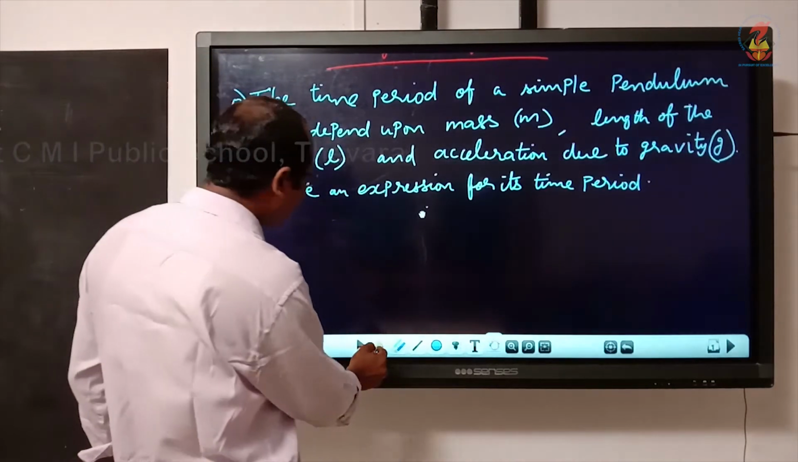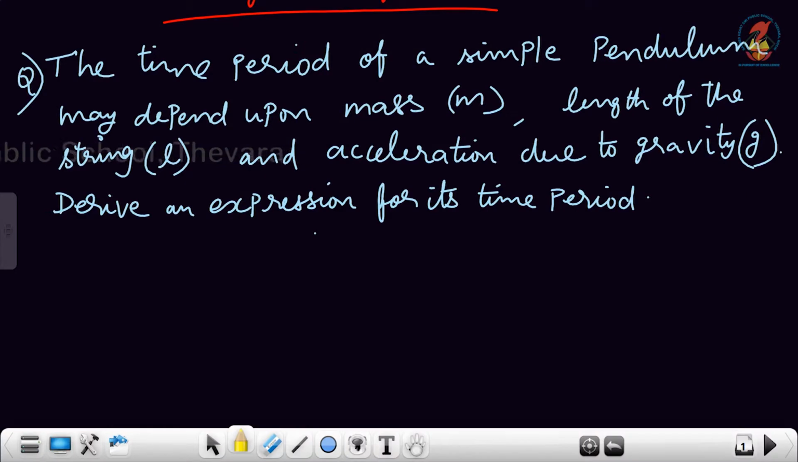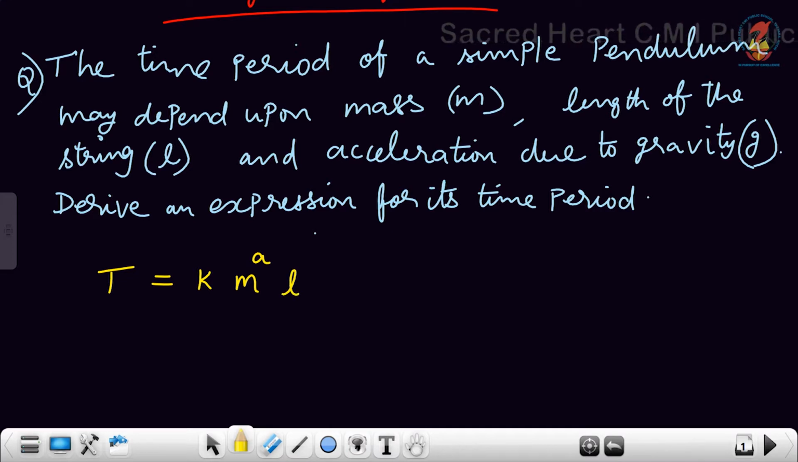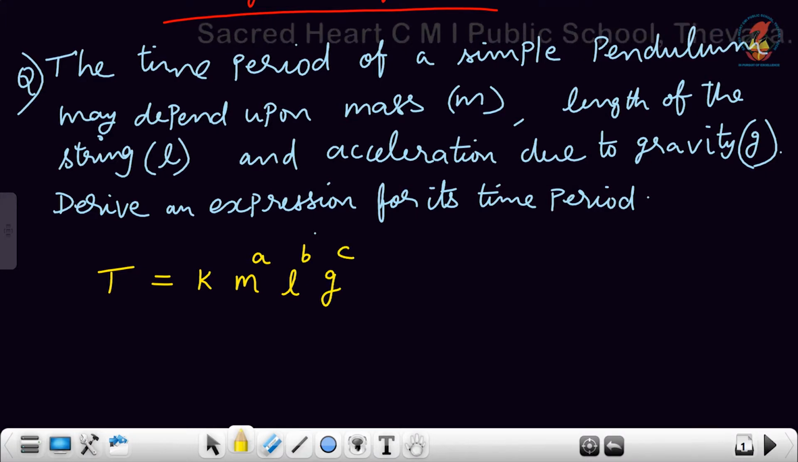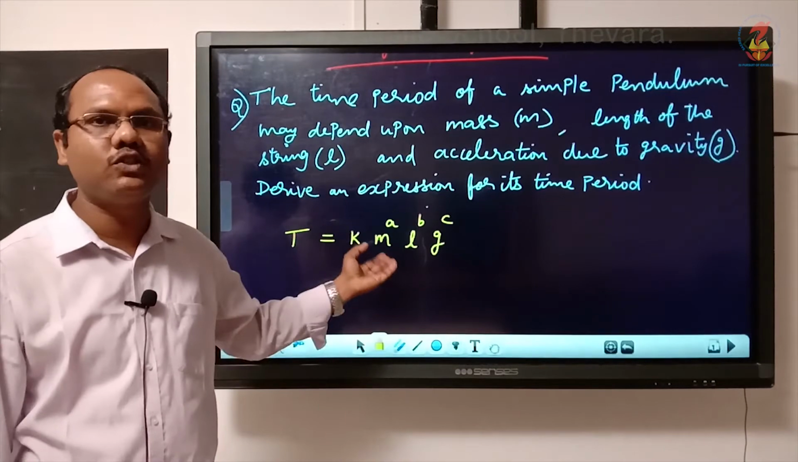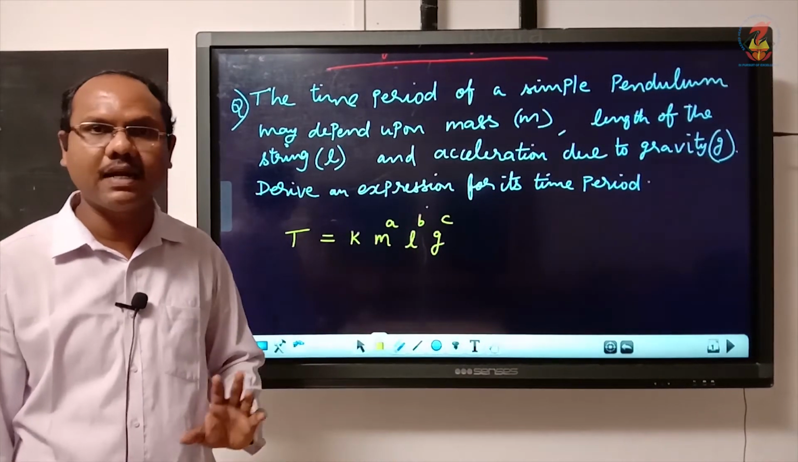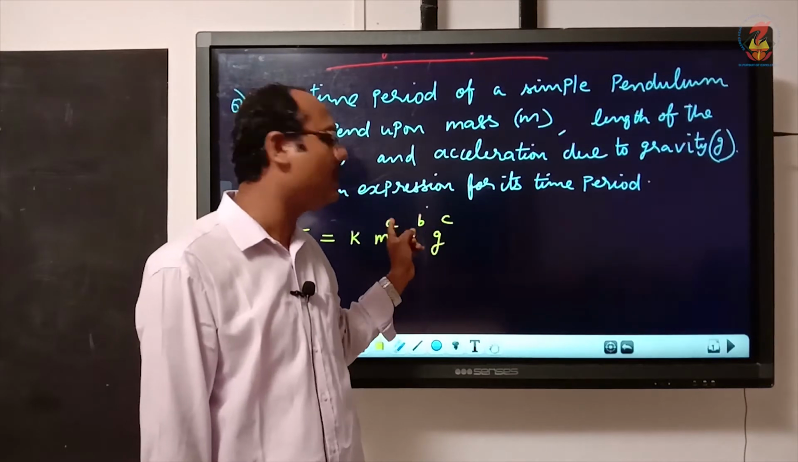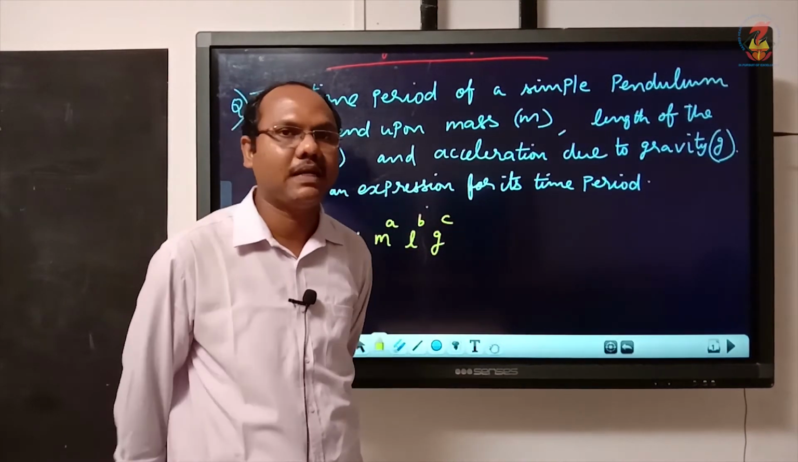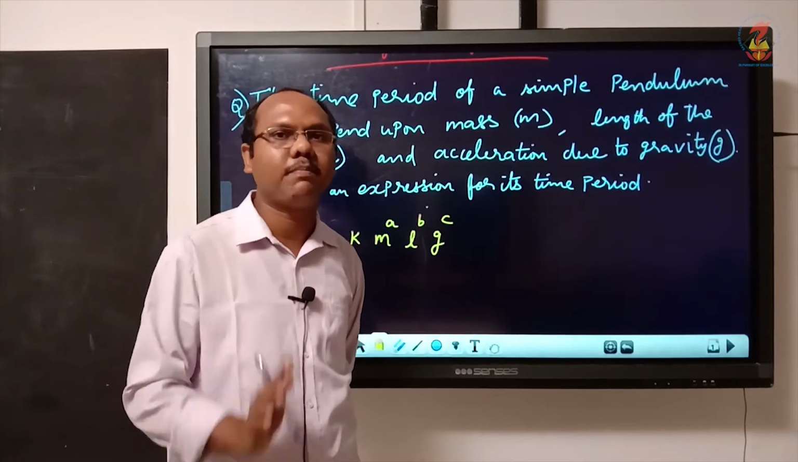And so what we are doing is, we will just write time period T is equal to some constant K. I don't know what is that constant. So I'll just put some constant K into mass raised to a, length raised to b and acceleration due to gravity raised to c. I don't know what are the powers to which these quantities are raised. What are the exponent values? That I don't know. That is why I just put M, L and g within the powers a, b and c respectively. And our aim is to find the powers a, b and c.